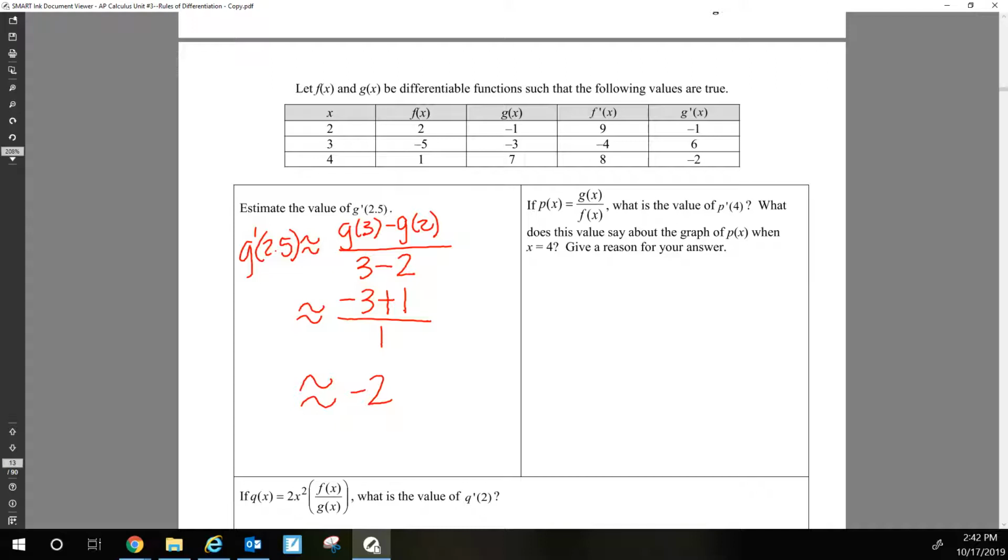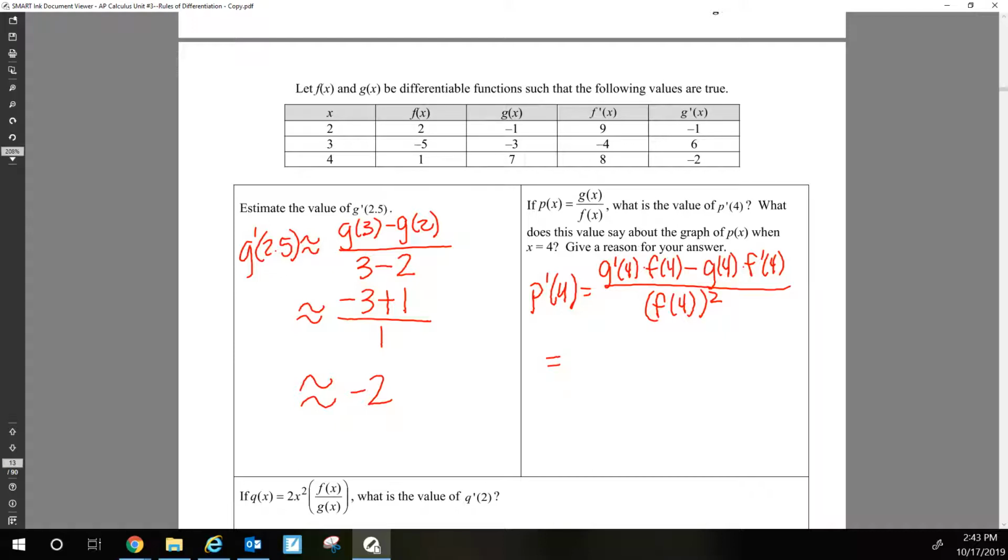Alright, if p of x is g of x divided by f of x, what's the value of the derivative of p at 4? So the derivative of p at 4 would be the derivative of the top function at 4 times the bottom function at 4, minus the top function at 4 times the derivative of the bottom function at 4, all over the bottom squared. So pull those numbers from your table.